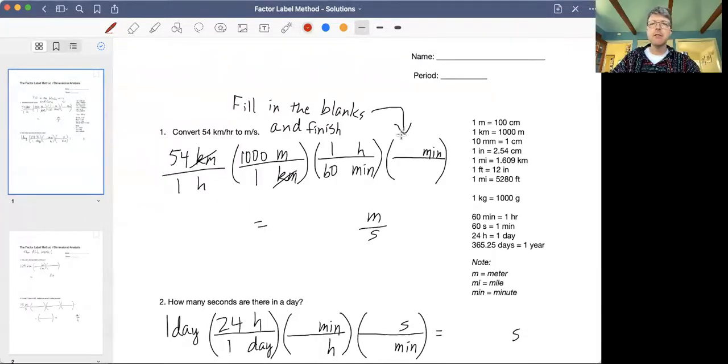Now we're going to work on the factor label method worksheet. We're going to work on this together. I'm going to do all the solutions here. You can watch part of this video. You can watch the whole thing if you want.